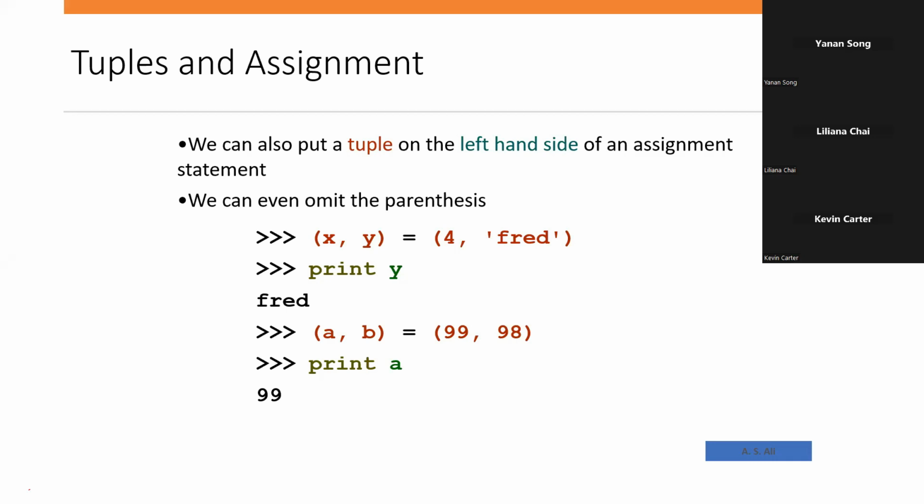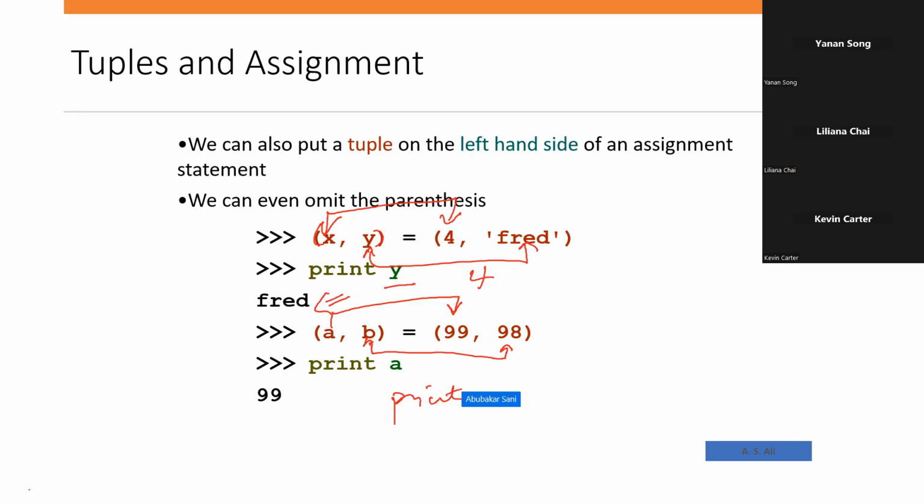And this is also a very nice thing to do. Sometimes you will see people writing stuff like this, x comma y equals 4 comma Fred. So what will the computer do? It will make x equal to 4 and it will make y equal to Fred. Okay, so when you print y, you will see Fred. And when you print x, you will see 4. Same thing here, a will be 99 and b will be 98. So when you print a, you will see 99. When you print b, the computer will output 98 for you.